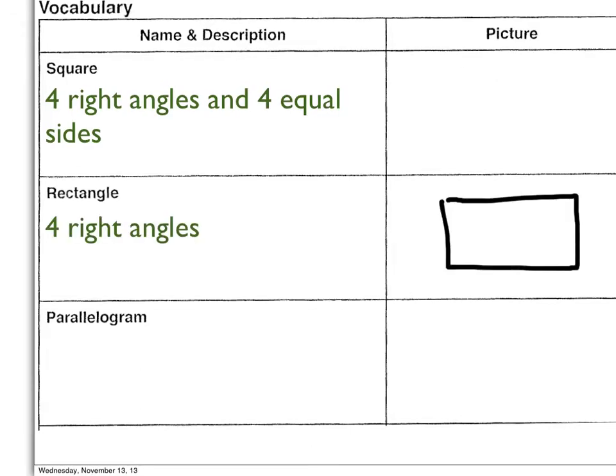So 4 right angles is a rectangle. Here's your drawing. Again, you would just mark those 4 right angles. Even though there are other things we can conclude, the definition is just 4 right angles.